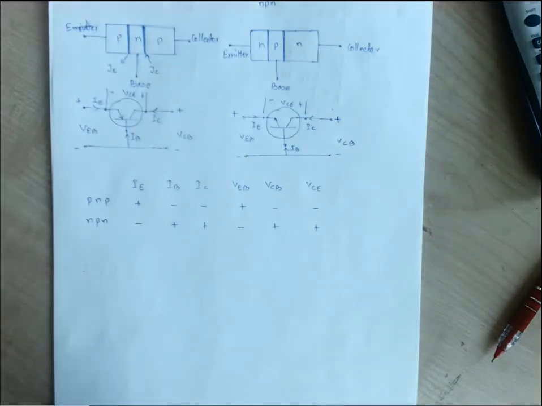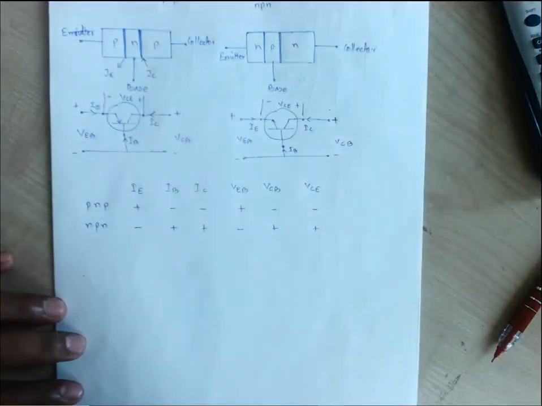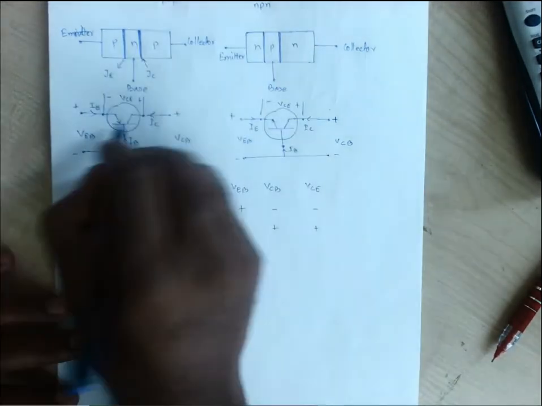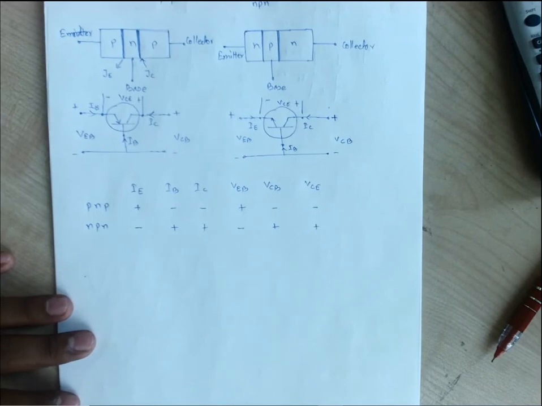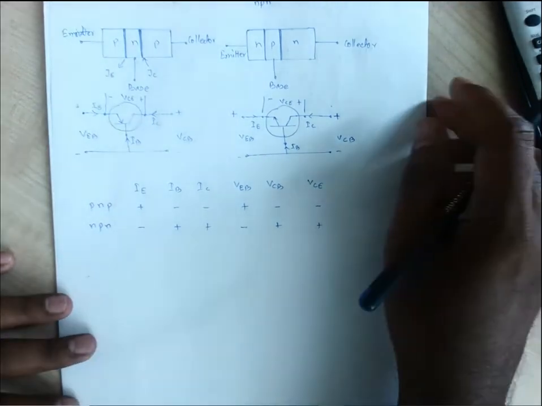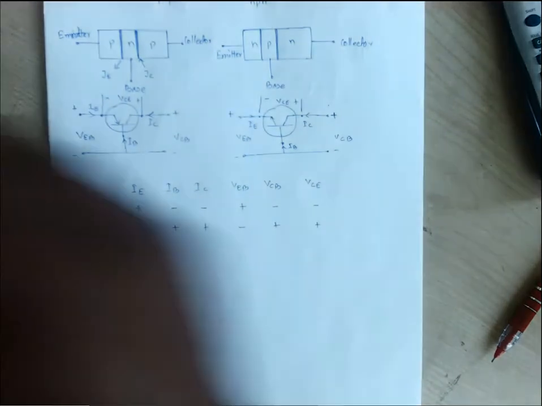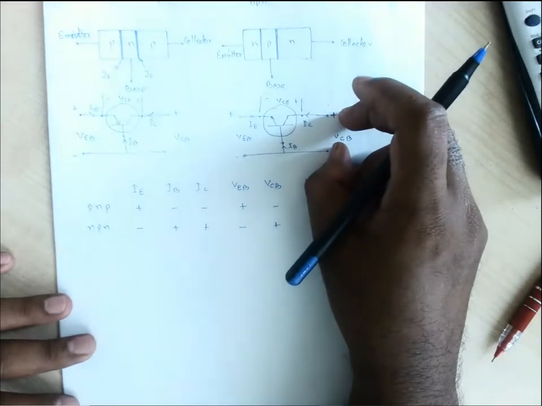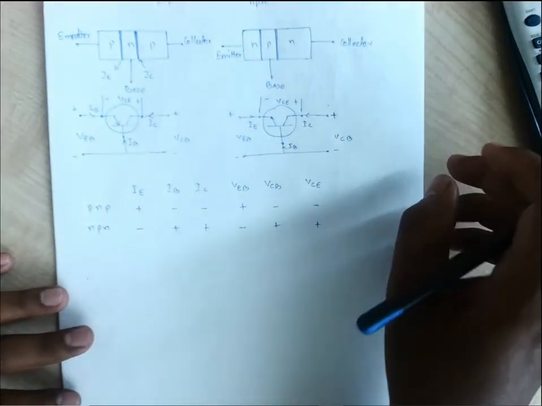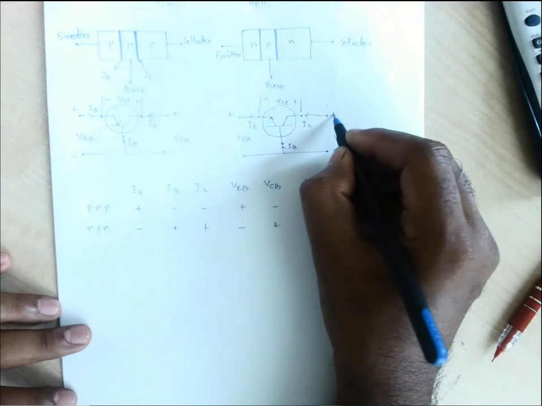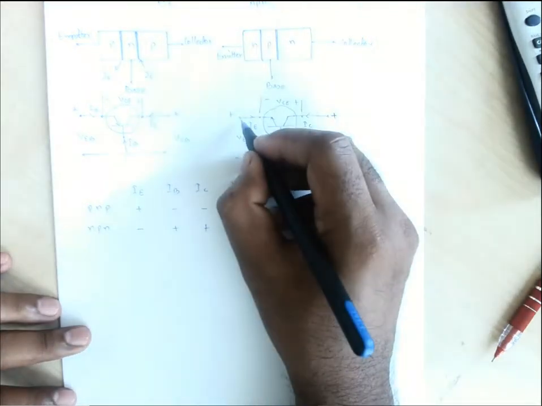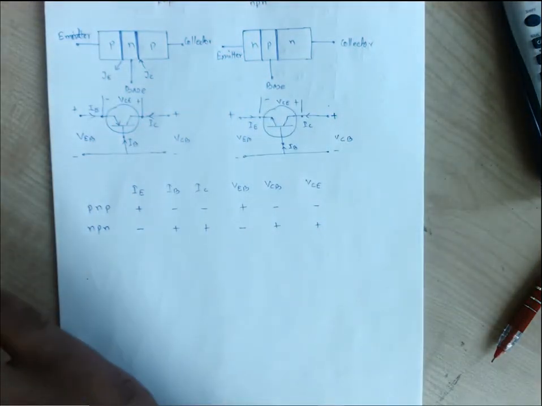For the time being, just try to understand that for the PNP transistor, IE goes in, IB should go out, and IC should also go out. For the NPN transistor, IE should come out of the transistor, and IC and IB should go into the transistor. VCB: C is taken as positive, C has the positive potential, base has the negative potential, and emitter also has the negative potential.